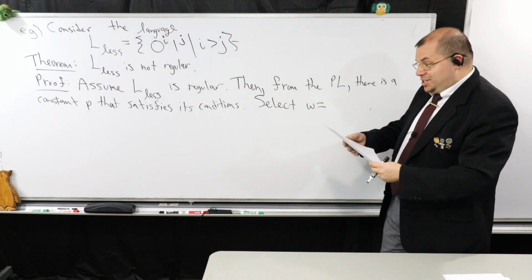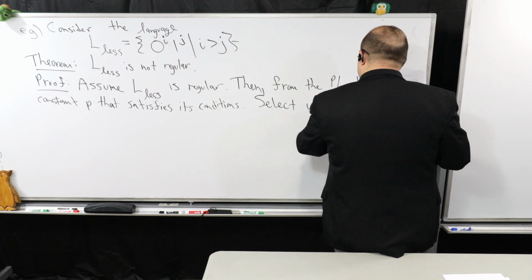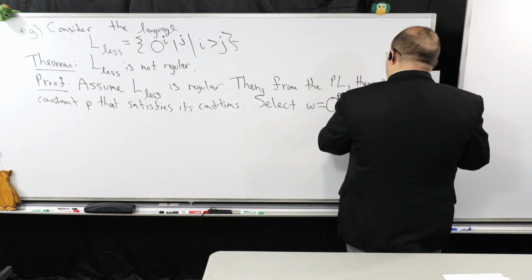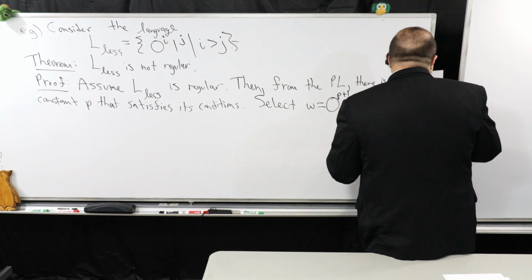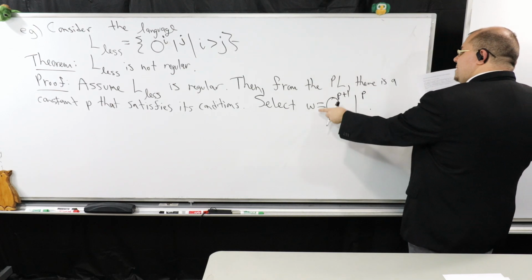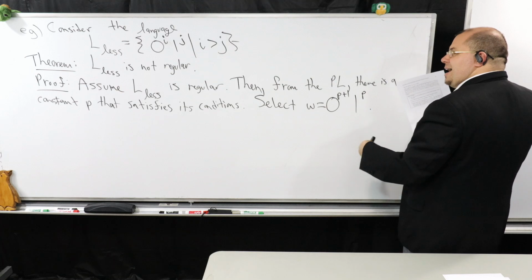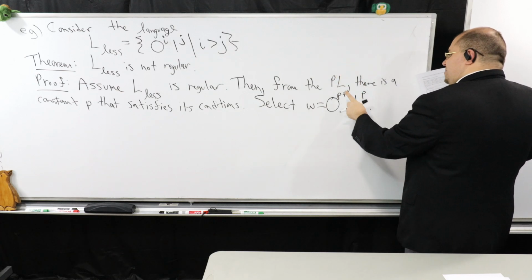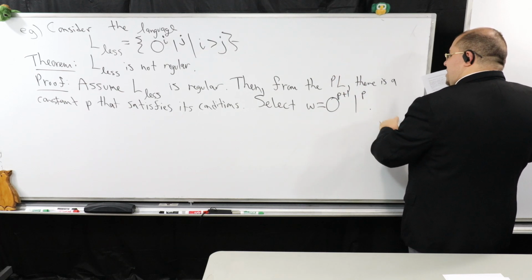So I'll give you a suggestion: 0 to the P plus 1, 1 to the P. You'd agree with me that this is in that language, right? Because I is indeed bigger than J. This is my I, that's J.